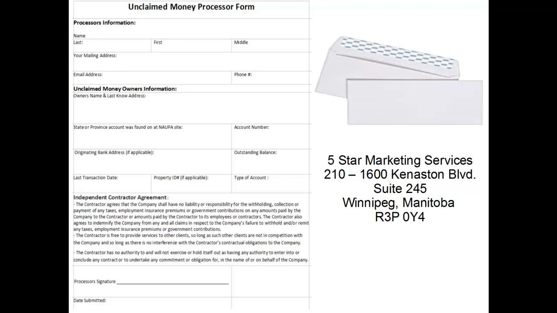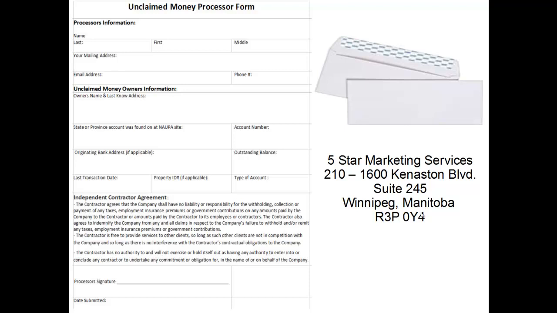Okay, congratulations, you're on step number 3. What we're just going to go through really quickly here is the final step, and that is to submit your processor forms into us so that you can receive payment for the work that you've done. So on the screen now, you have one of the unclaimed money processor forms.